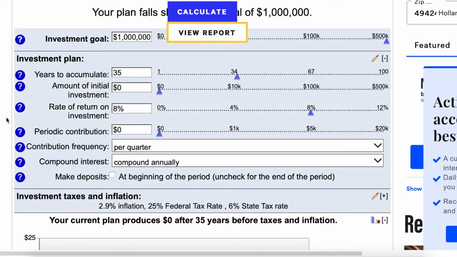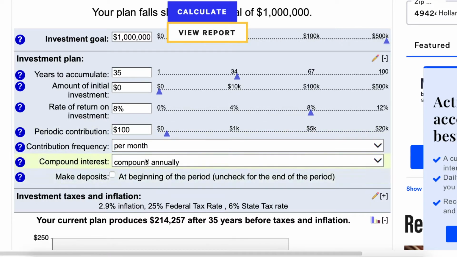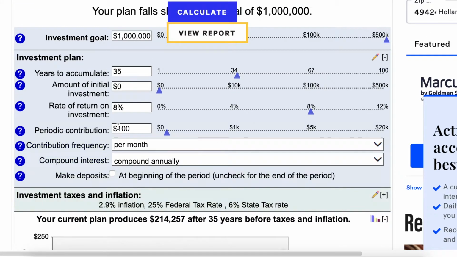This is the amount that your money will compound each year. So if you have $10,000 to start, then the next year, if you don't put anything in it, it should be $10,800. The next line is the periodic contribution. So how often and how much do you put in? So let's say you put in $100 a month, compounded annually. I just leave this how it is. That means that you would have about $214,000. So obviously you need to invest either more, get a better rate of return, or have more years.